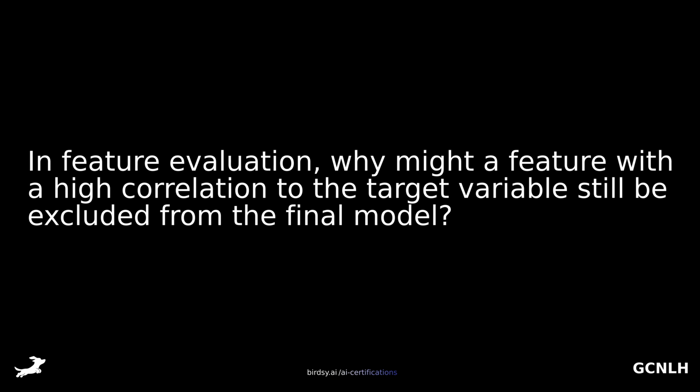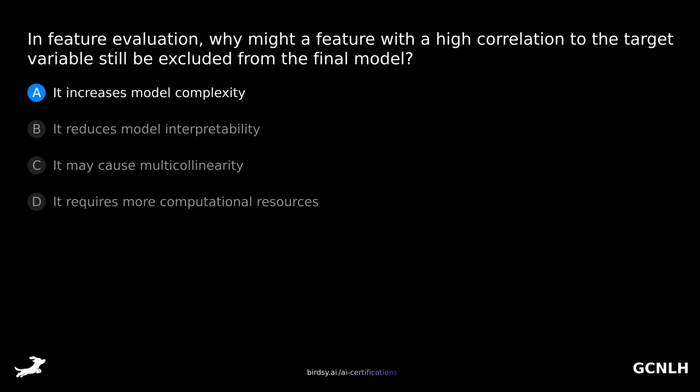In feature evaluation, why might a feature with a high correlation to the target variable still be excluded from the final model? Is it A, it increases model complexity? B, it reduces model interpretability? C, it may cause multicollinearity? Or D, it requires more computational resources? The answer is C, it may cause multicollinearity.